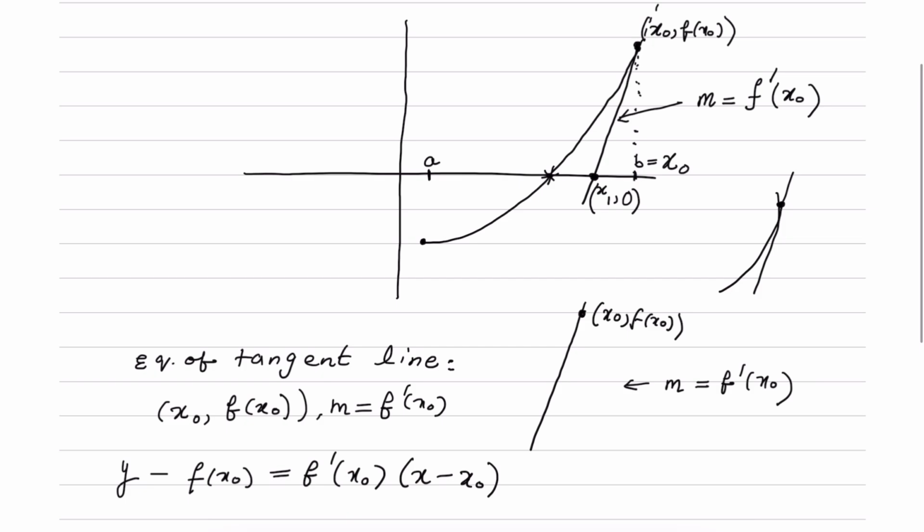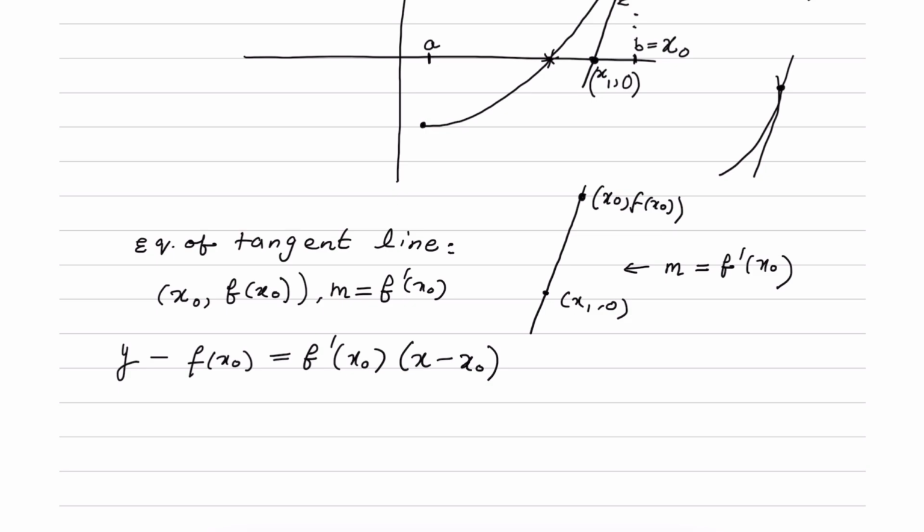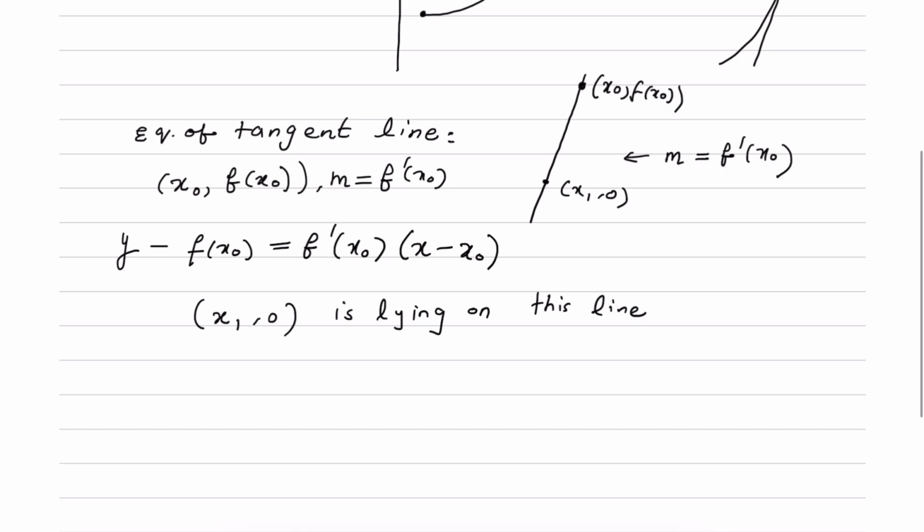Now let's look at this tangent line that we have taken out of the picture. This line is passing through the point x0, f of x0, and a point x1, 0 is also lying on this line. We have already written an equation of the tangent line. Now the point x1, 0 is lying on this line. We have to make this point lie on this line.